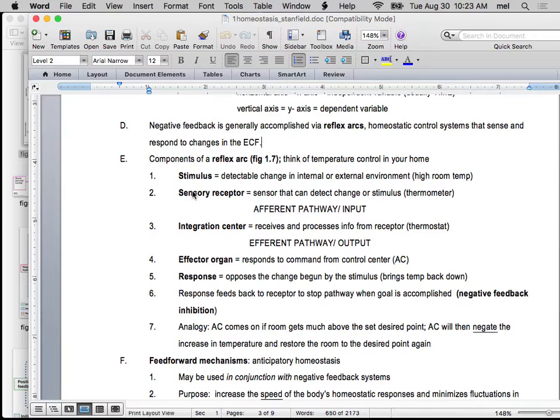You've got them in your blood vessels. You've got them in your skin. You've got them all kinds of places. You've got some really tweaky ones in your brain because your brain gets super upset if it gets hot. So these are the most sensitive ones.